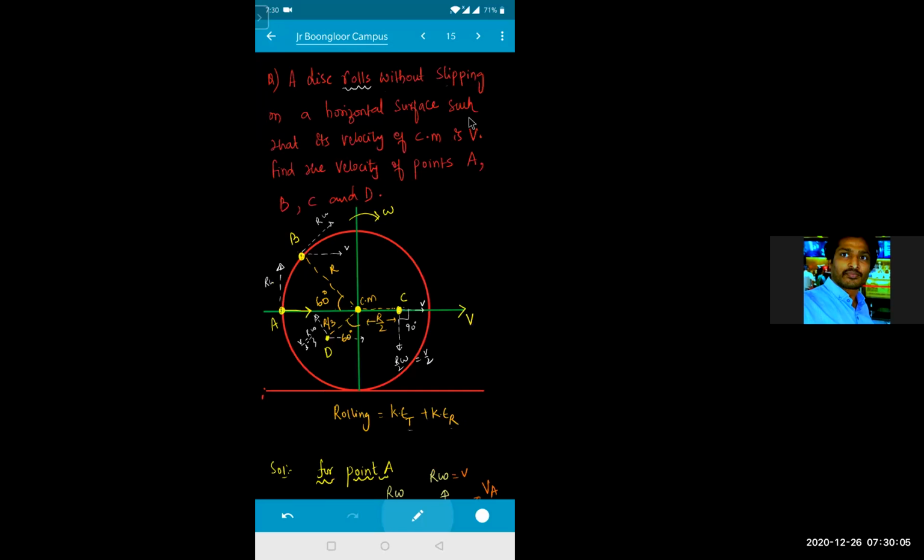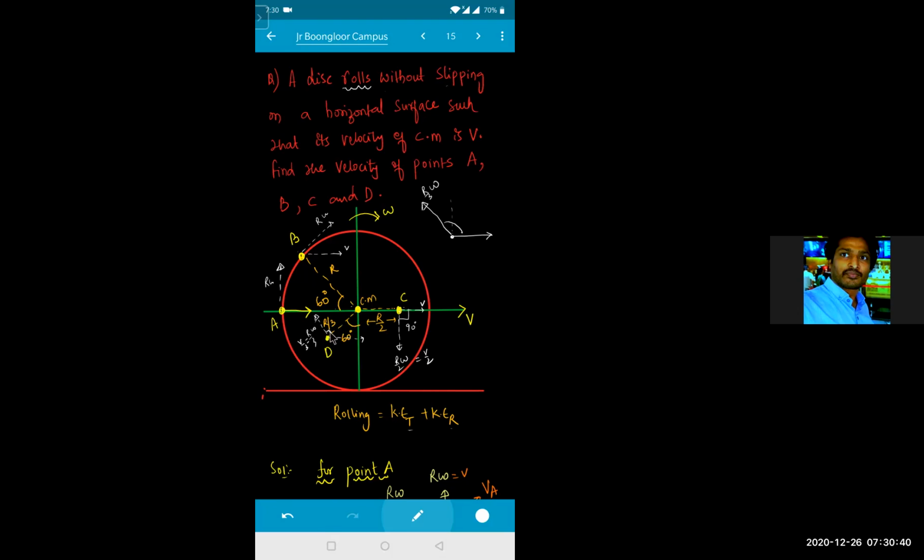Next one. Point D. For point D, V is in this direction and R omega by 3 is in this direction. This one is R by 3 into your omega. So what is the angle between them? Already this angle is how much right now? 90. And the problem has already given the angle as 60 degrees. So this angle will be equal to how much here, 30? With respect to this radius vector, it is 90.